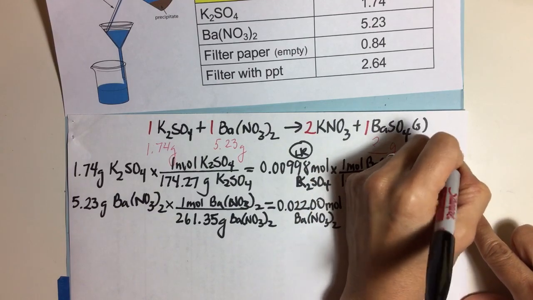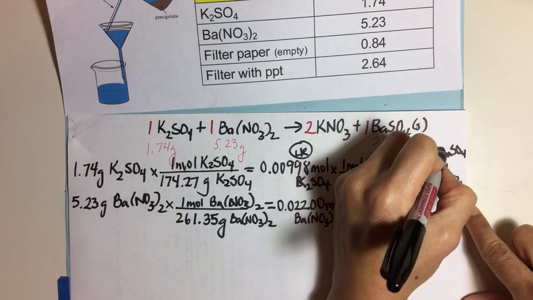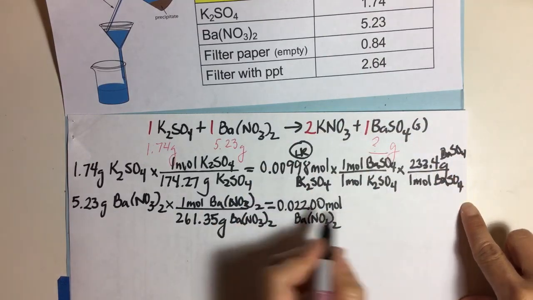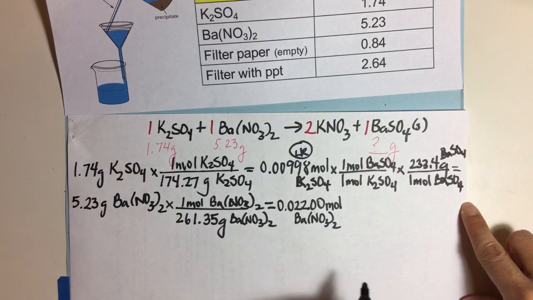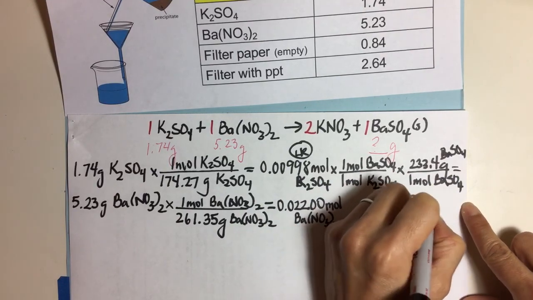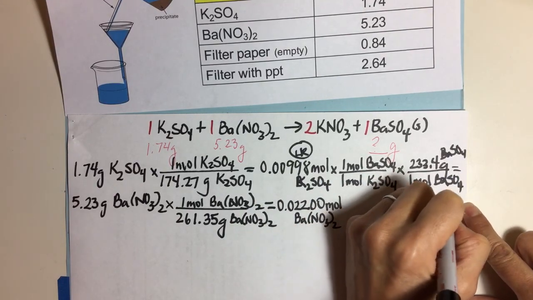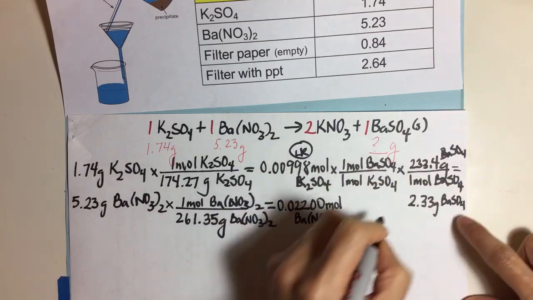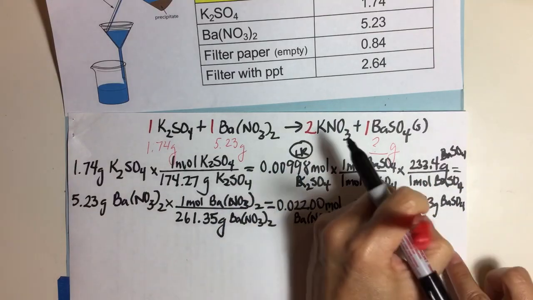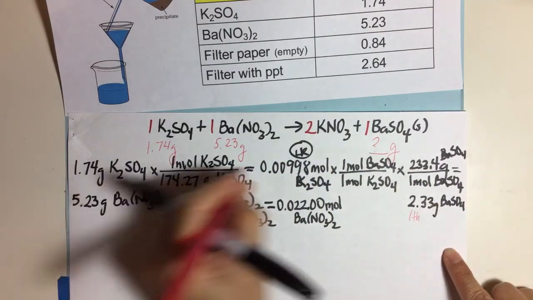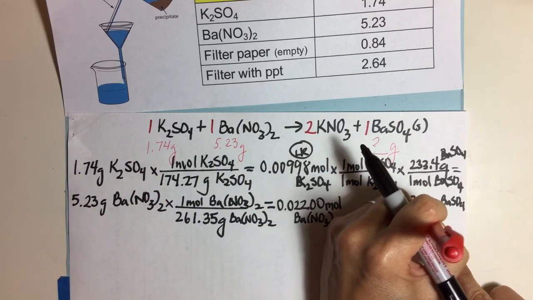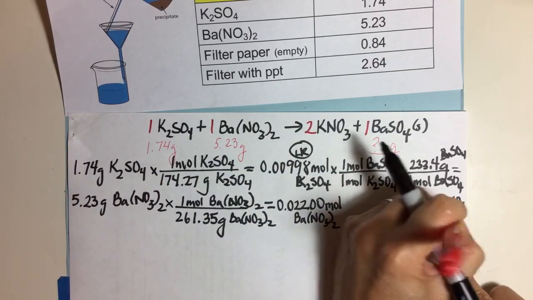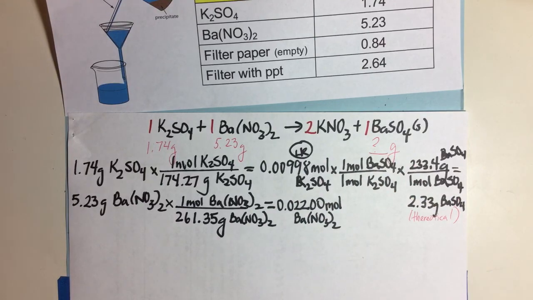Running out of room. And then you multiply and divide and do your math, and you'll get an answer of 2.33 grams of barium sulfate. And once again, this is your theoretical, because you went through the stoichiometry to figure out how much you should theoretically form from this reaction. So this is your theoretical mass.